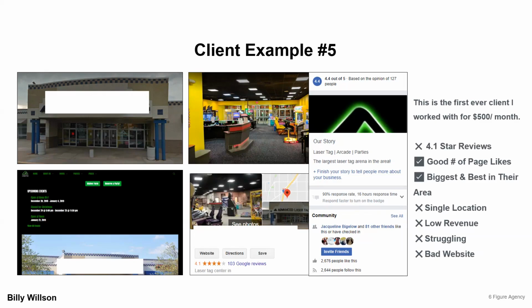This is actually a client, my very first client, and I worked with them for $500 a month. They had 4.1 star reviews, so that was under the 5-point star that we're going for. They have a good number of page likes. They're the biggest and best in their area.